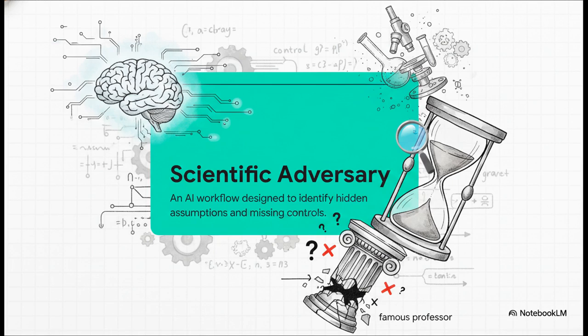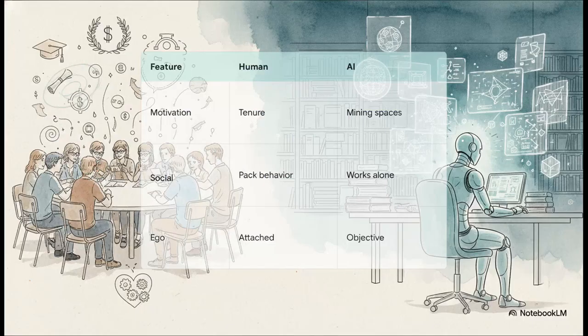It identifies the missing controls, it spots the neglected variables, and the best part, it does all of this completely unburdened by who the famous professor in the room happens to be. Let's actually compare our core incentives directly. Look at humans. We are driven by tenure, securing grants, and getting safe citations. We definitely exhibit pack behavior. Honestly, it's kind of like high schoolers flocking to the popular lunch tables just for career safety. We get emotionally attached to our favorite theories. The AI, on the other hand, it ignores department politics entirely. It essentially sits alone in the library, tirelessly mining vast optimization spaces, totally unconcerned with your career incentives.